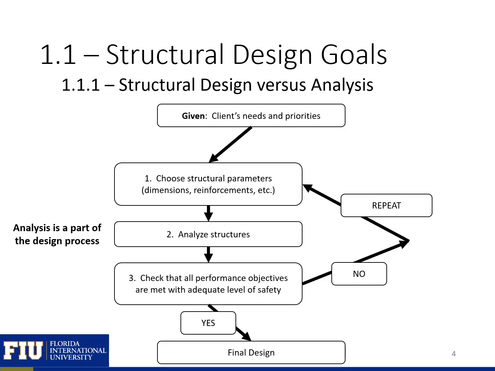In design, we're typically given our client's needs and priorities. From these, we'll choose our structural parameters, our dimensions and reinforcements, and concrete strength and other things. After we choose our structural parameters or our cross-section shape and reinforcement, then we need to analyze our structure. Then with our analysis, we can check it against our design demands to make sure that we meet all of our performance objectives with an adequate level of safety. If we don't, then we need to go back and redesign our structure. If we do, then we have our final design.